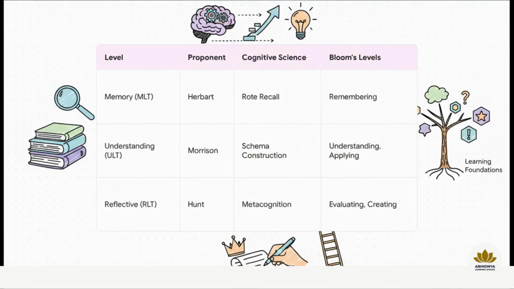This slide connects all the dots perfectly. See, down at the bottom, you have memory level teaching, or MLT. That's all about rote memorization, and it lines up exactly with Bloom's remembering level. Move up a step and you have understanding level teaching, or ULT. This is about building connections, and it targets understanding and applying. But the real goal for higher ed is the reflective level, RLT. This is what develops critical thinking and problem solving, and it builds those top-tier skills of evaluating and creating.